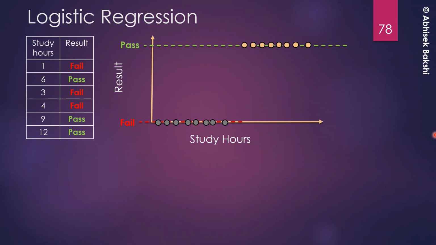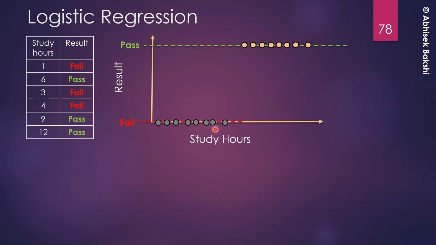So if we try to represent this particular data set in a pictorial view, we can have a diagram something like this, right? Where on the y-axis we are considering the result, and this result will signify two different categories. Either the result will be pass or the result will be fail. So we have some data points here and some data points here, which are part of the training data set, as you can see here.